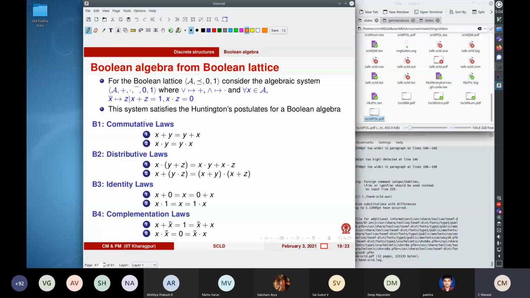And the complement of any element, because this is an algebraic system with plus, dot, and complement. So the complement of an element X is an element Z satisfying the complementation laws in a lattice. Okay. So the complement of X is an element Z satisfying the complementation properties. And as you have already seen, in a Boolean lattice the complements are unique. So in a Boolean algebra also we'd expect the complements to be unique.